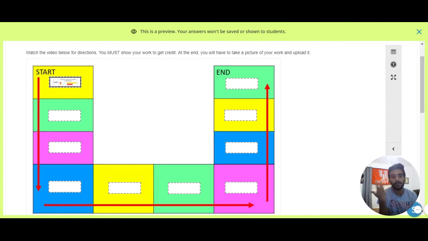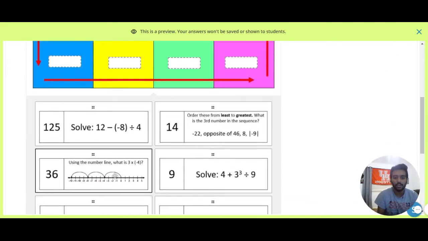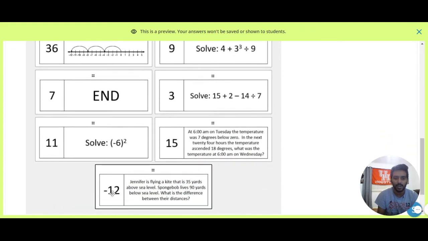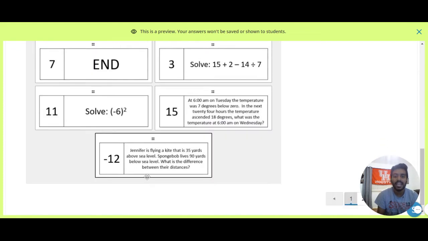So let's say, for example, my first card, that answer was -12. So I'm going to look over here, do I see -12 on any of these other cards? And yes, I do. That means this is the next card I'm going to solve. Now, before you drop it on the game board, work it out, because it's going to get really tiny and hard to read. So I'm going to work it out on my paper.